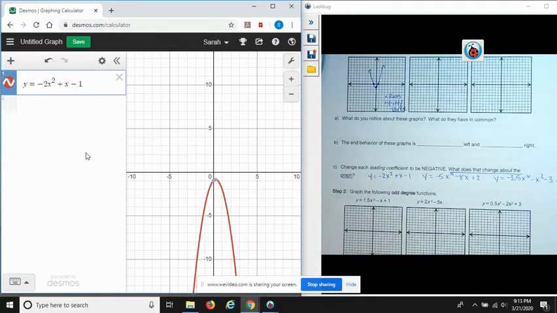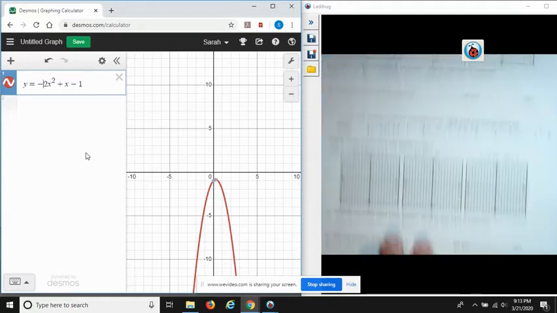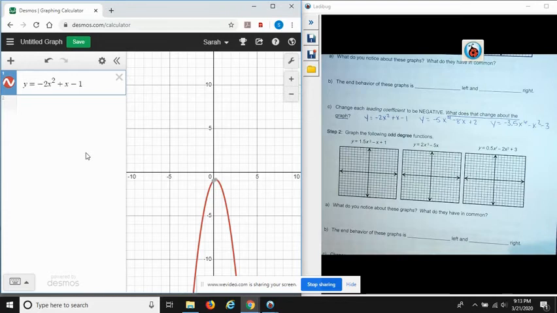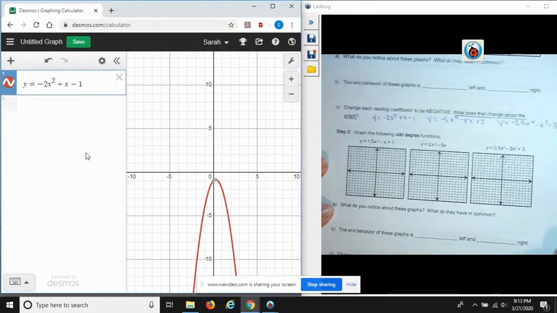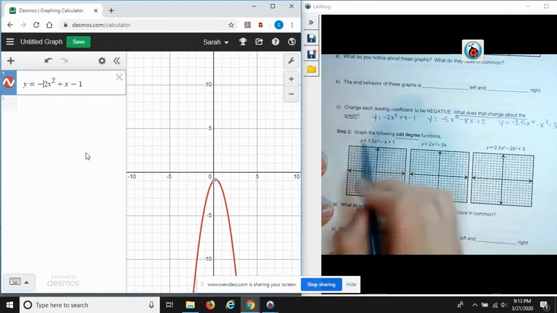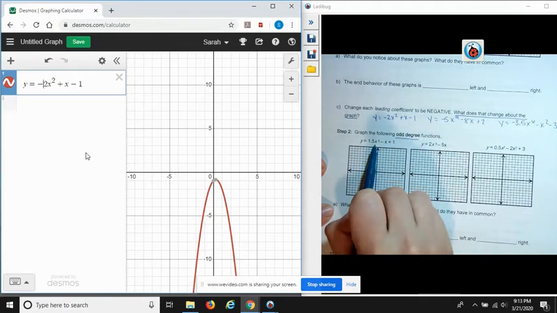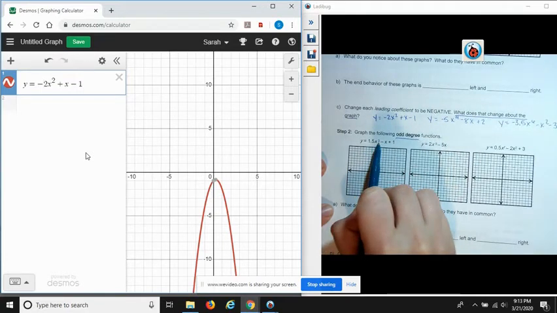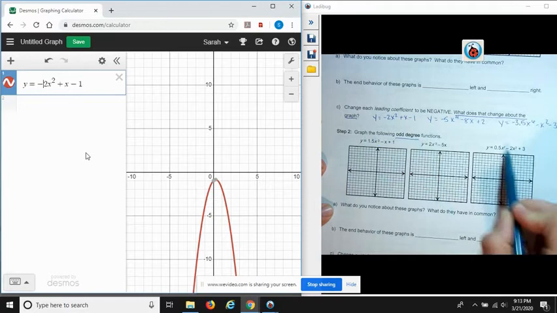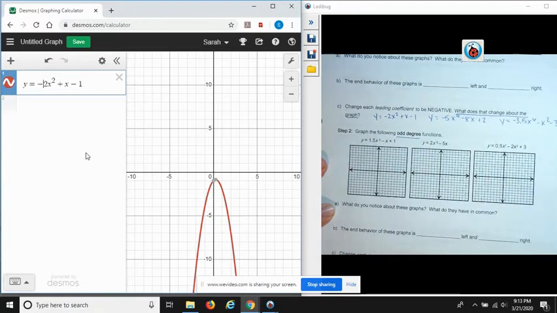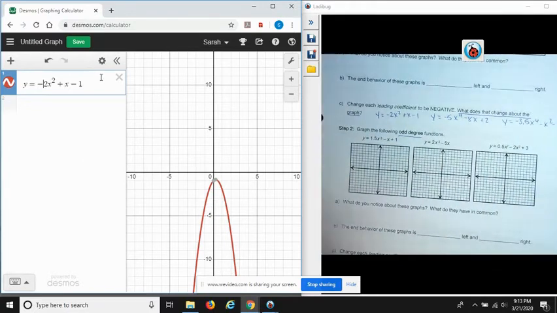Then we're going to move on to step 2. Step 2 asks us to graph the following odd degree functions, okay? So it says odd degree. Look at the highest power of each of them: 3, 5, and 7. 3, 5, and 7 are all odd numbers. So we're going to graph just the first one, just like last time.